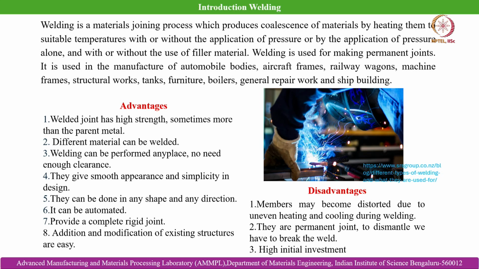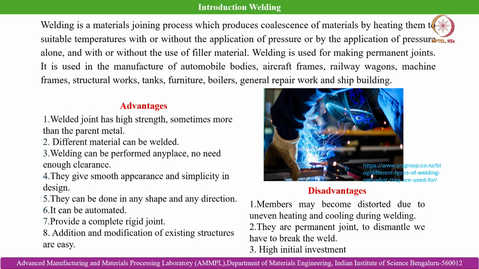Number 2 is different materials can be welded. Welding can be performed at any place, with no need for enough clearance. They give a smooth appearance and simplicity in design. They can be done in any shape and any direction, and they can be automated of course, and they provide a completely rigid joint, and addition and modification of existing structures are also quite easy.